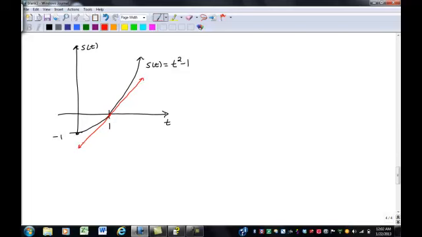Now this line's called the tangent line. The tangent line to t squared minus 1 at t equals 1. But the problem with finding the slope here is there's only one point on this line that touches the graph, namely at t equals 1. So we can't get the slope of that line because we need 2 points to plug into the slope formula. Remember, the slope of the secant line is s2 minus s1 over t2 minus t1.